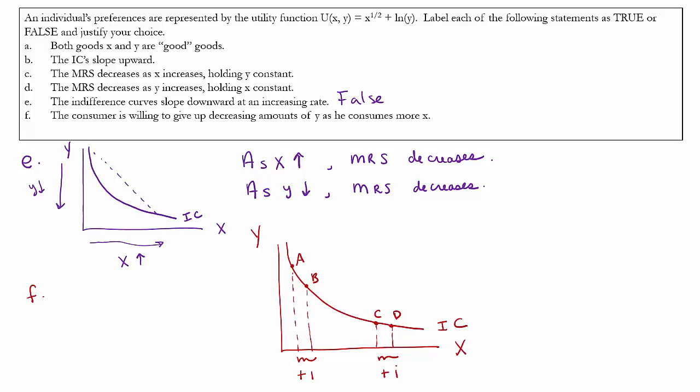Now let's see how much Y he's willing to give up to get 1 more unit of X from A to B, and compare it to how much Y he's willing to give up to get 1 more unit of X from C to D. What I want you to observe here is that from A to B, the amount of Y that the consumer is willing to give up to get 1 more unit of X is more than the amount of Y that he's willing to give up from C to D. So the consumer is indeed willing to give up smaller and smaller, thus decreasing, amounts of Y as he consumes more and more units of X. This final statement is therefore true.